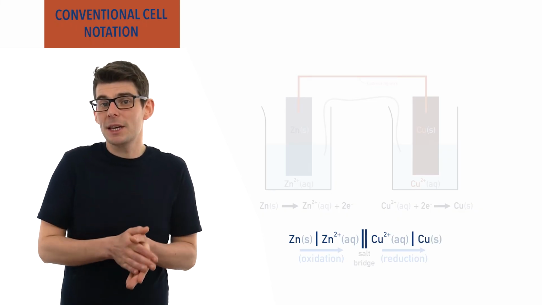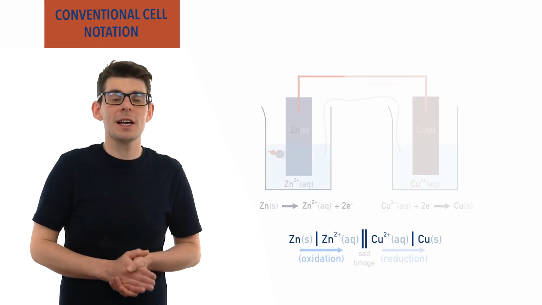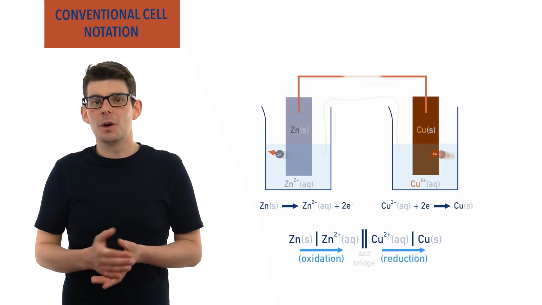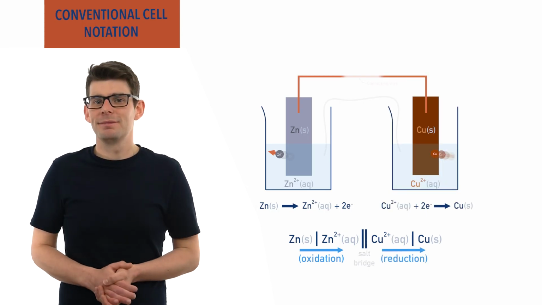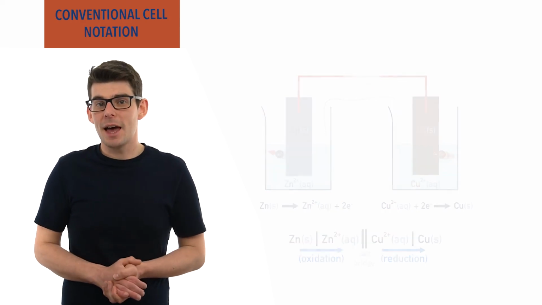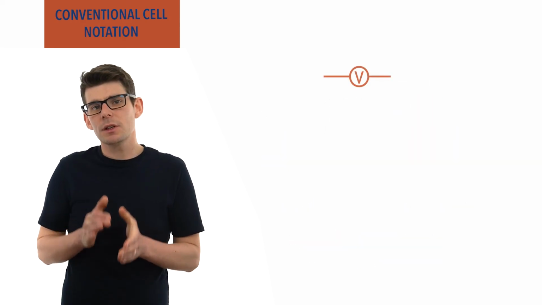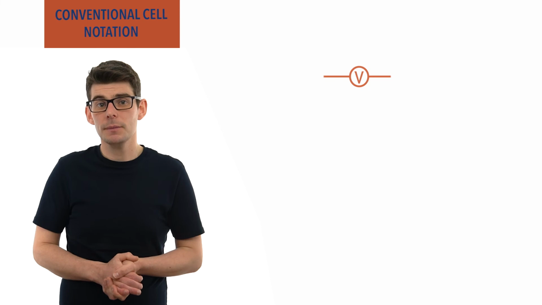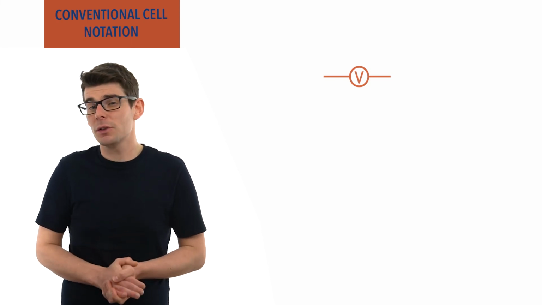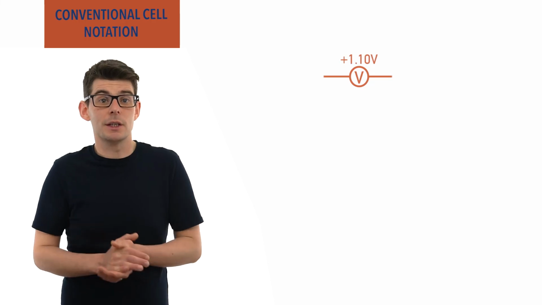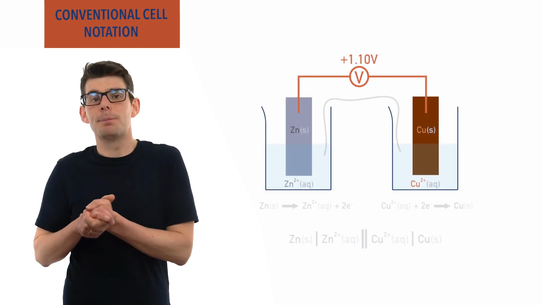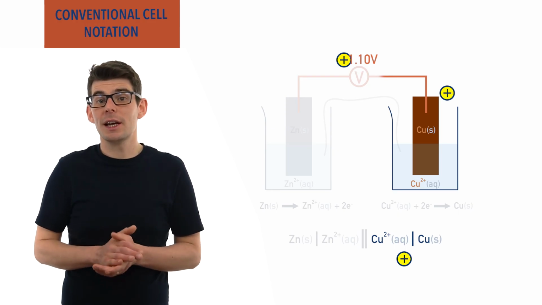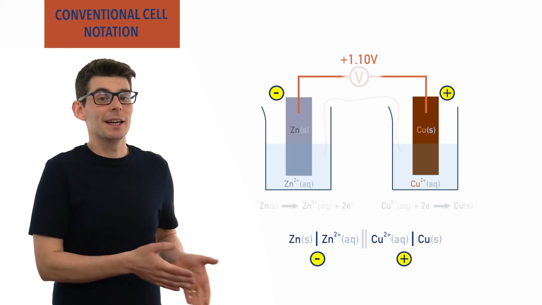This is showing zinc being oxidized to zinc 2+ in one half cell and Cu2+ being reduced to Cu in another half cell, with the two half cells separated by a salt bridge. When dealing with cell EMFs or electromotive force, the sign of the EMF tells you the sign of the right-hand electrode in the diagram. For example, a cell EMF of positive 1.10 volts for zinc and copper tells you the copper electrode is the positive electrode, a positive sign. And as a result, you then know that the zinc electrode must be the negative electrode, a negative sign.